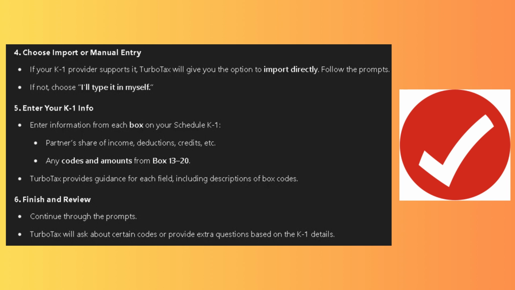Enter your K-1 information. Enter your information in each box on your Schedule K-1, such as your partner's share of the income, deductions, credits, etc., or any codes or amounts from boxes 13 to 20. TurboTax provides guidance for each field, including descriptions of box codes.